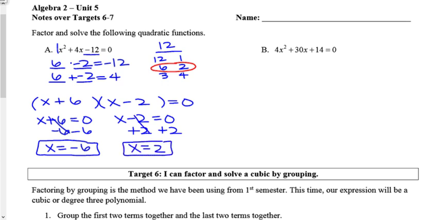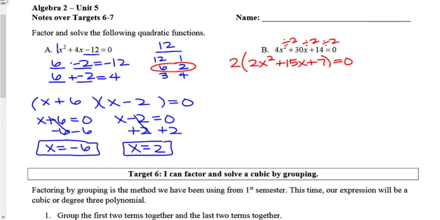All right, and then for this one, a little bit different. I do have to factor out a GCF here, which I would have done in A, but there wasn't one. So always factor out a GCF. That should be your first step. So my greatest common factor here is 2. I wish I could factor out a 4, but I can't. 4 doesn't go into 30. So what I'm left with when I divide all three of these by 2 is I get 2x squared plus 15x plus 7 equals 0.